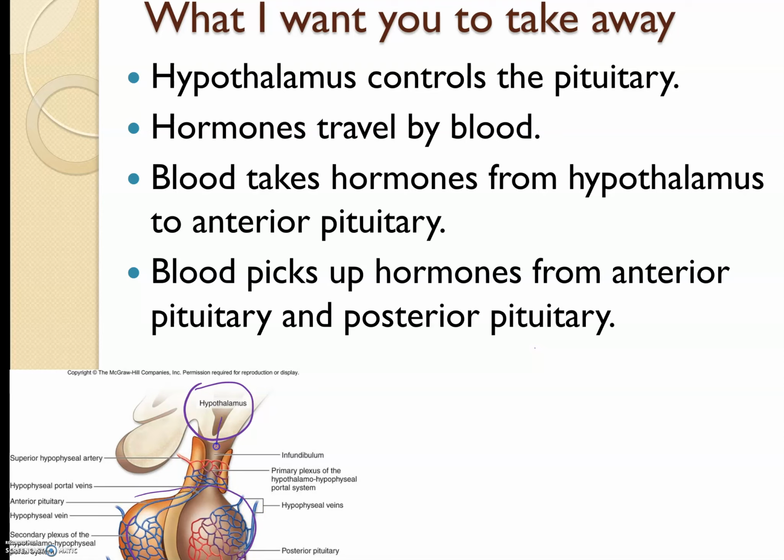There's a white matter tract going down the infundibulum, and it controls the posterior pituitary. There's a plexus of blood vessels that take hormones from the hypothalamus to the anterior pituitary, then take the hormones from the anterior pituitary and the posterior pituitary to the body.